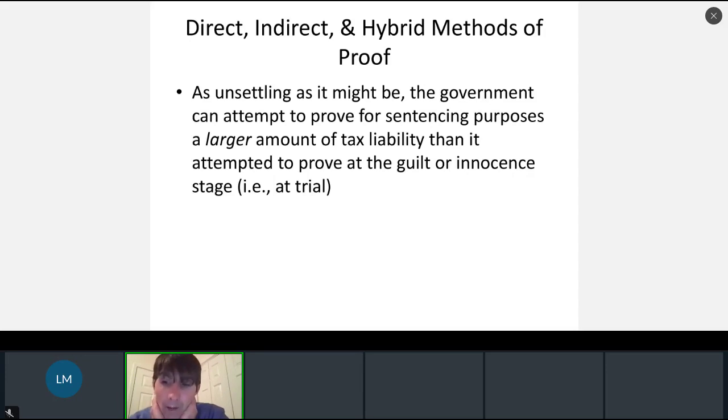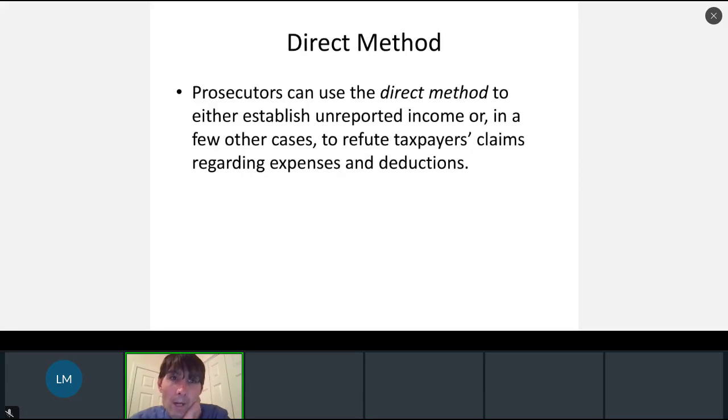So at trial, it's always beyond a reasonable doubt. The standard is not the same. It's a lesser standard of proof for the tax number at sentencing. So this is a strategy that's employed by the government time and time again, and yes, it is lawful. So as unsettling as it might seem, the government can attempt to prove, for sentencing purposes, a larger amount of tax liability than it attempted to prove at the guilt or innocence stage.